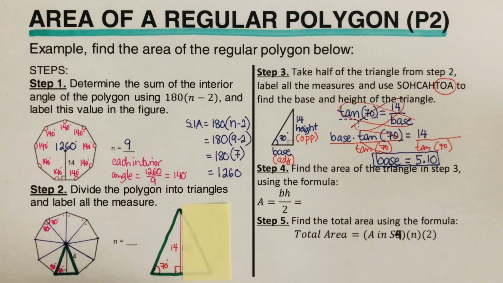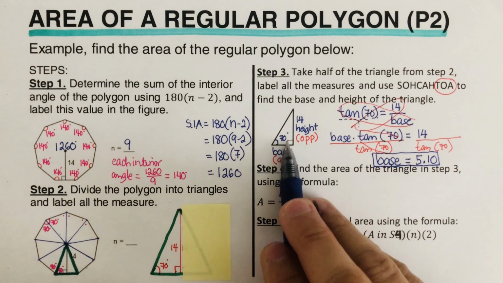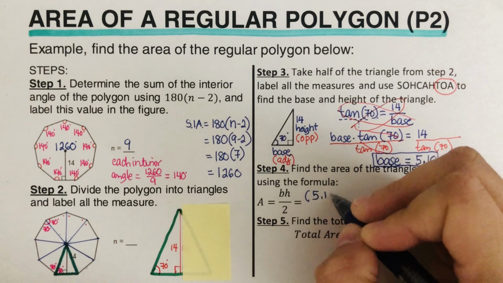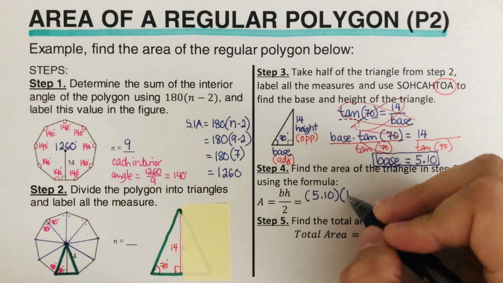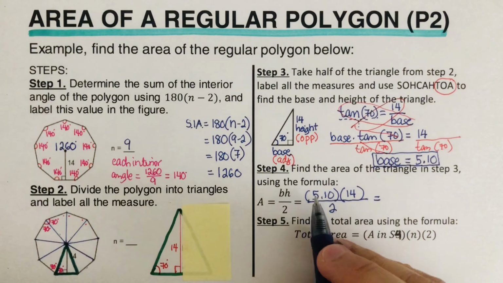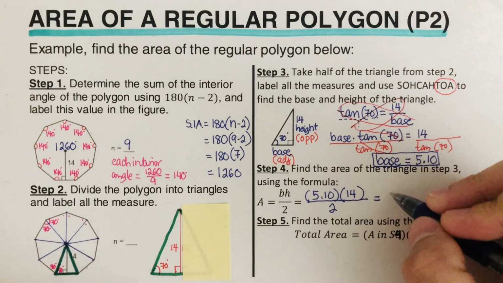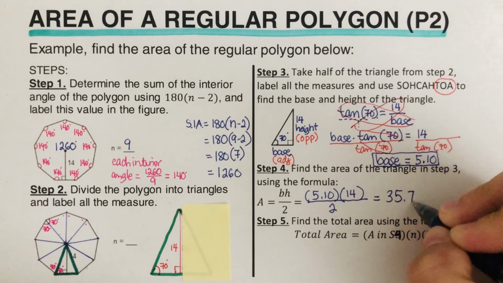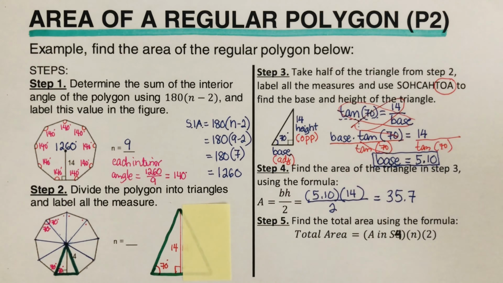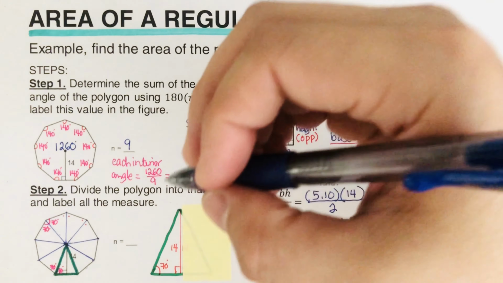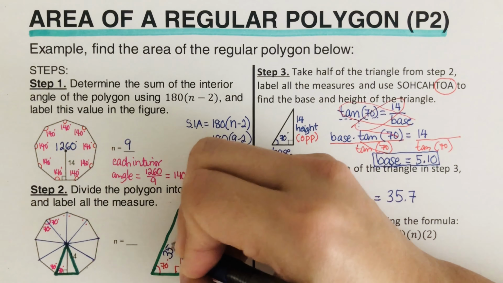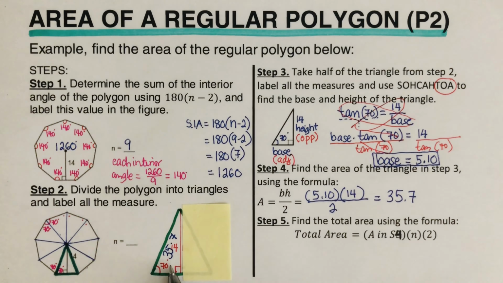So then I can go ahead and plug it in here. I already have the base for this triangle. I already have the height. So I plugged it in. That would be 5.10 times the height, which is 14, divided by 2. If I multiply these two and divide by 2, that would be 35.7. So this is the area of this little triangle right here. The area for that little triangle again is 35.7. That's half of the triangle.